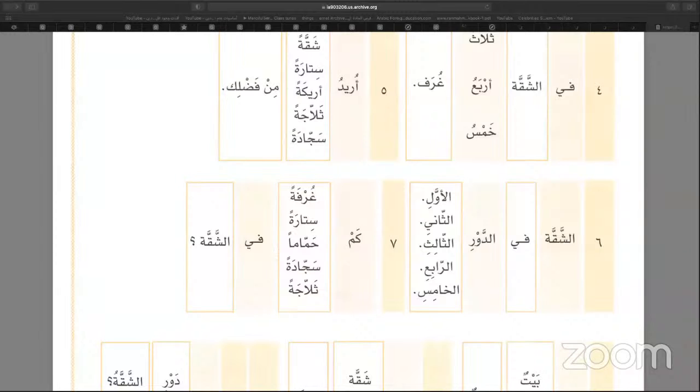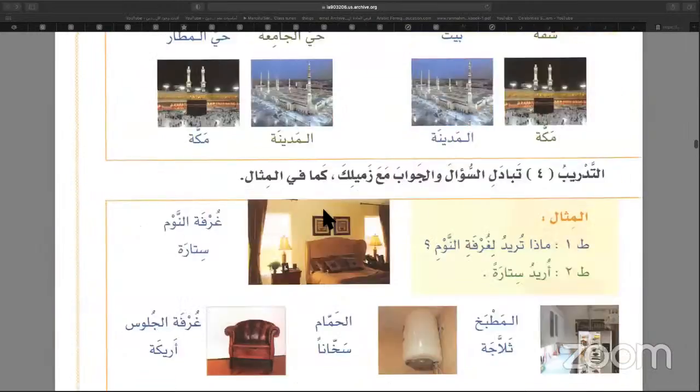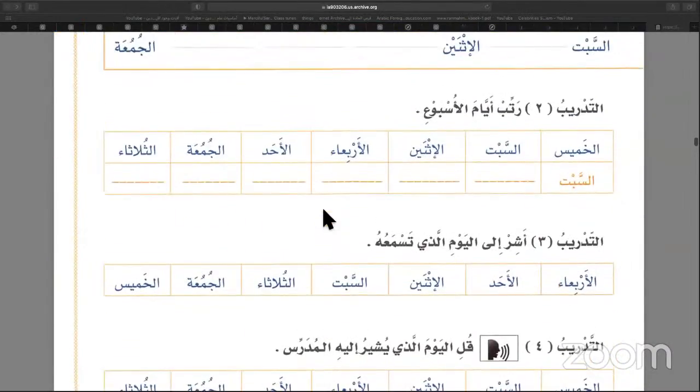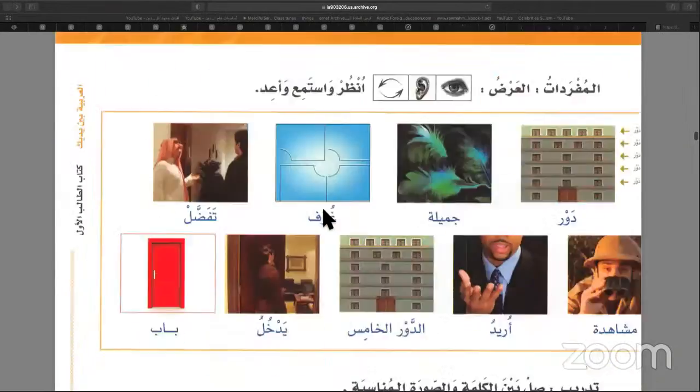كم غرفة في الشقة؟ I don't know what كم means. كم means how many? How many rooms in the apartment? Actually, pause this right here. Okay, let's do a quick revision here. Some of these things, since it's just you here. Okay.